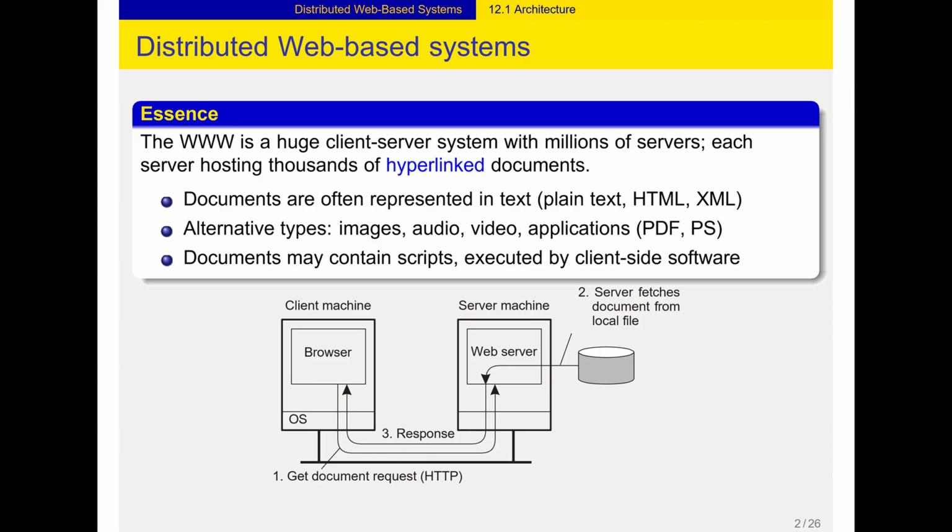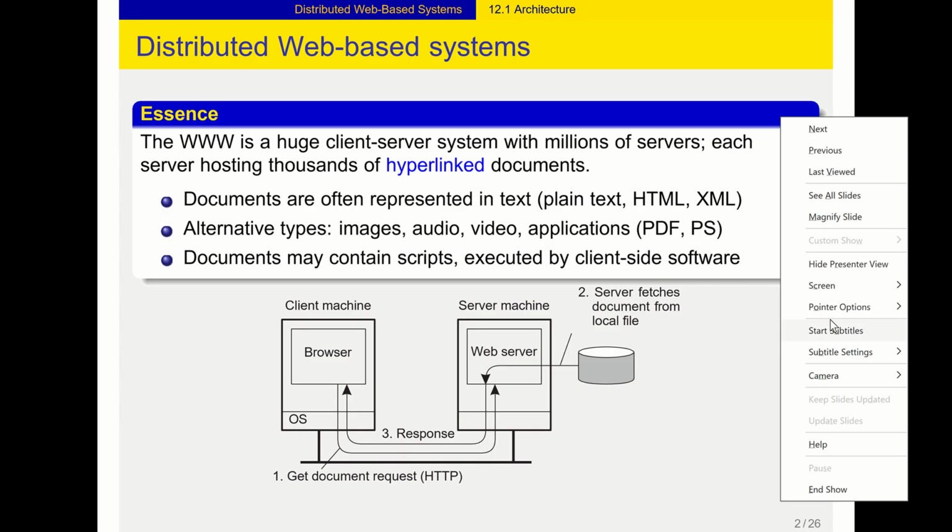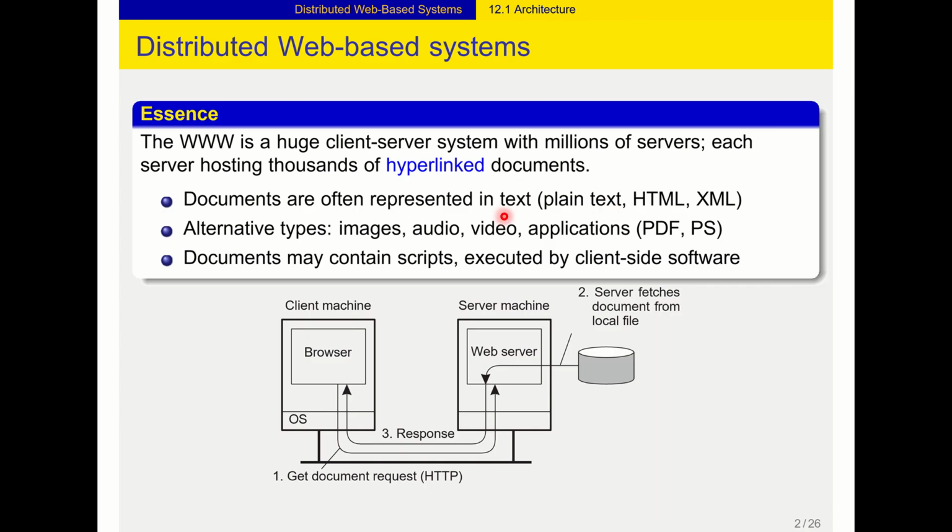So documents are often represented in plain text, HTML. I mean, in the earlier days of the World Wide Web, most of the documents were in plain text, and then we have HTML format, and later we have the XML format. There are also alternative types for multimedia resources, which is multimedia data, such as images, audio, video, application, and also PDF and PostScript. And the documents also may contain scripts which are executed by the client side software.